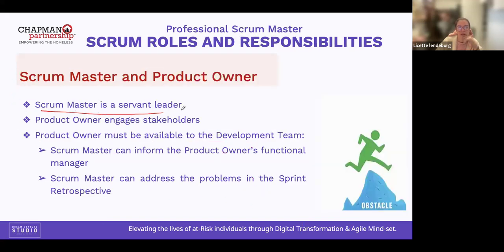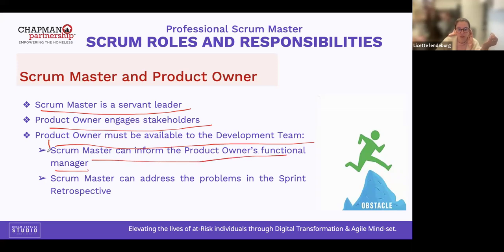So the Scrum Master is a servant leader. The product owner engages the stakeholders. The product owner must be available to the development team. The Scrum Master can inform the product owner's functional manager, so it's open communication with the different executives. The Scrum Master can resolve the problems in the sprint retrospective, which is one of the 5 ceremonies of Scrum. I want to talk about that later, coming up.